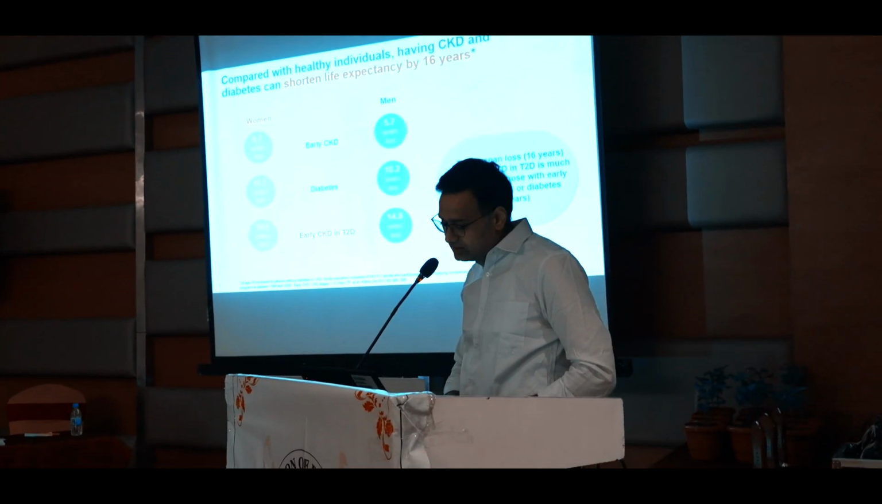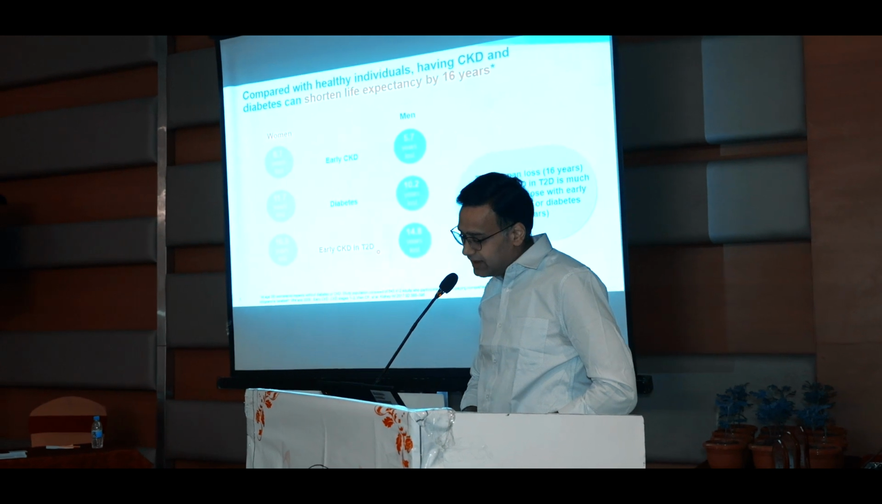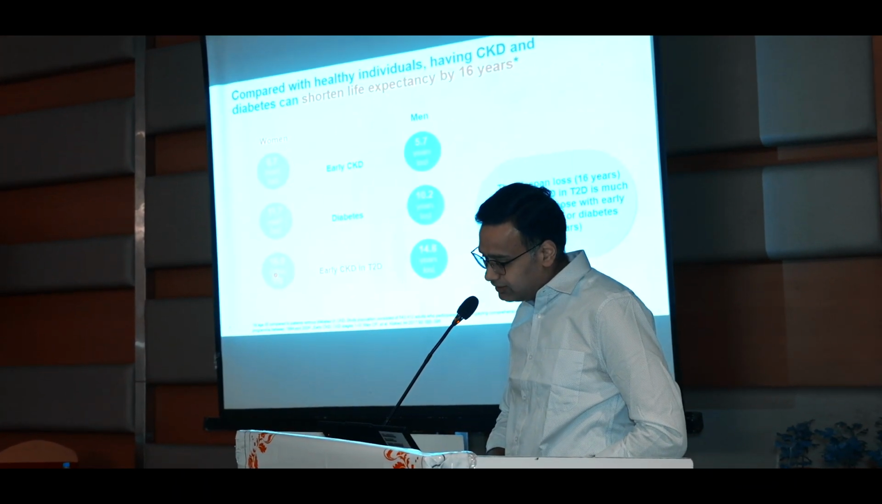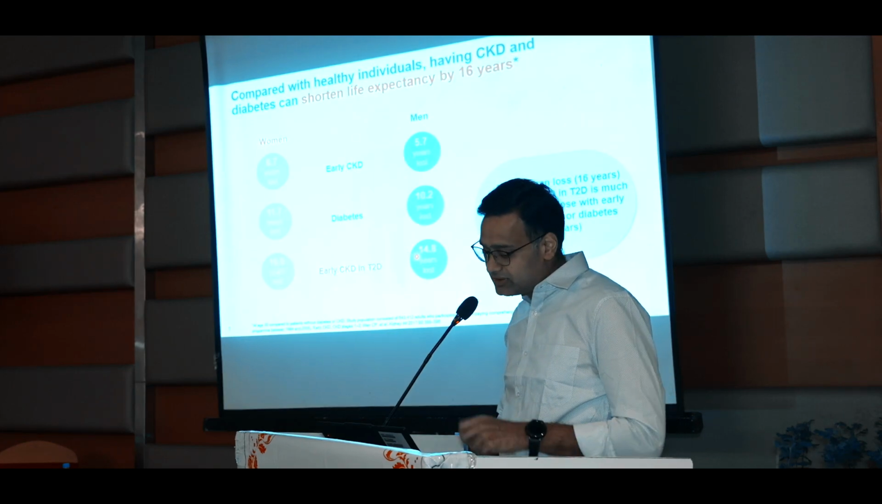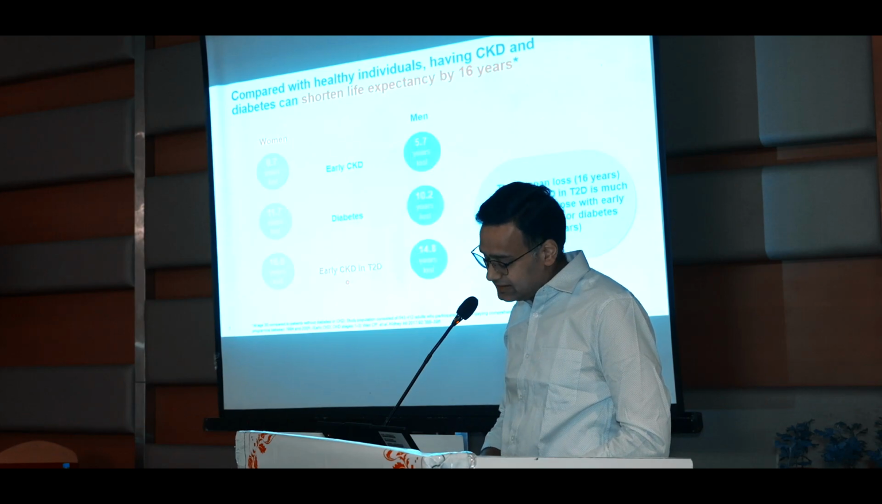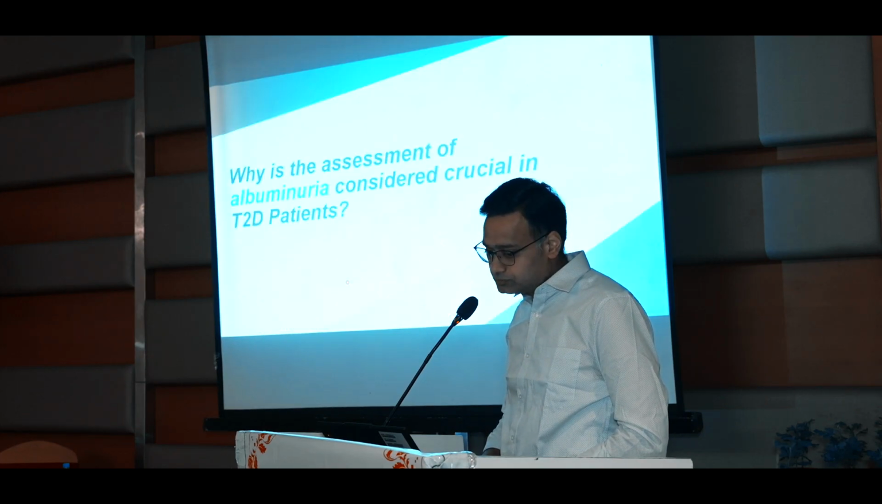Now, if the patient has type 2 diabetes and early CKD, it is known that lifespan is lost in the range of 16.9 years in women and 14.8 years in men. So this much lifespan could be lost if we do not manage the kidney disease properly in type 2 diabetes. So early CKD detection becomes very important.